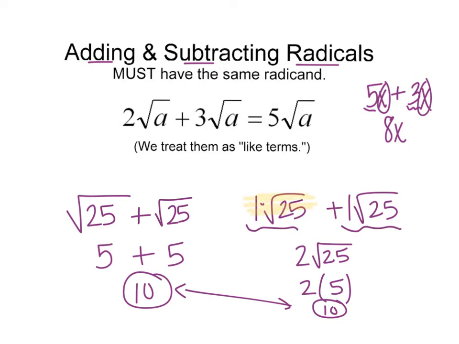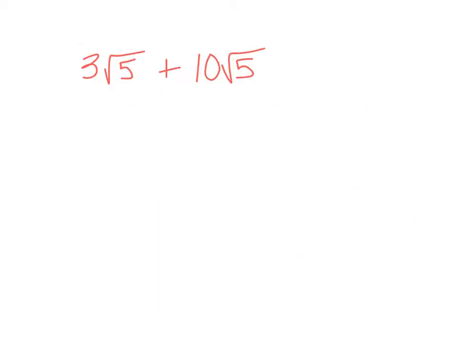When you are adding radicals, they have to have the same radicand, or the same number on the inside. So you guys might notice this is kind of like my like term, the square root of 25. I had 2 of them that I was adding, so I put a 2 square root of 25, and then I just kind of worked it out, and got my answer.